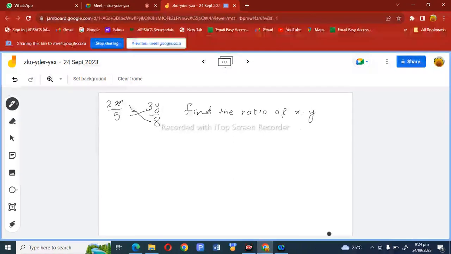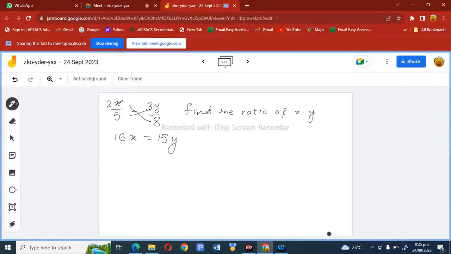It means that we will multiply 2x with 8. So you will get 2 times 8 is 16x. And now you have to multiply 5 with 3y. So you will get 5 times 3 is 15y. We have to find out the ratio of x ratio y.